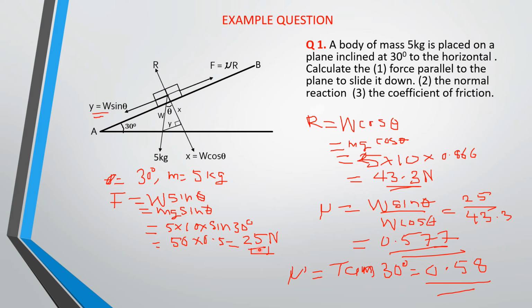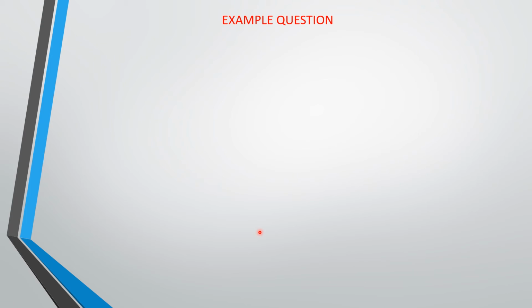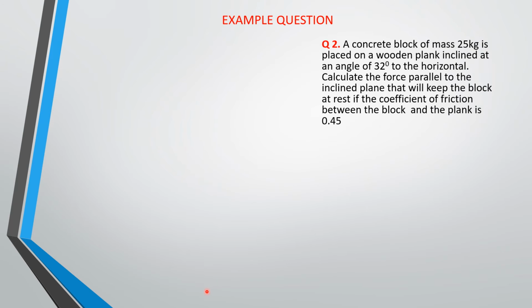So let's try another problem. Right, so this is another question. A concrete block of mass 25 kg is placed on a wooden plank inclined at an angle of 32 degrees to the horizontal.